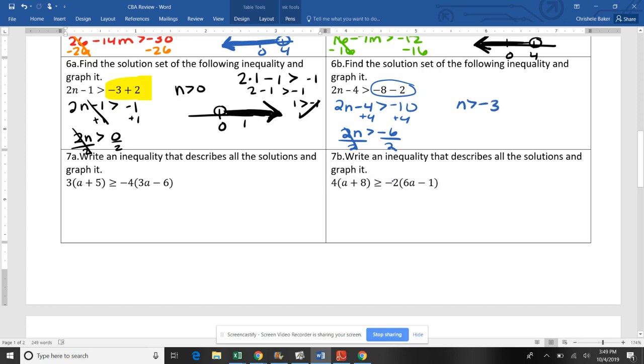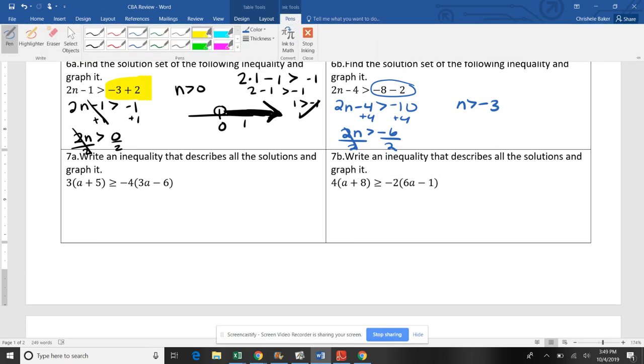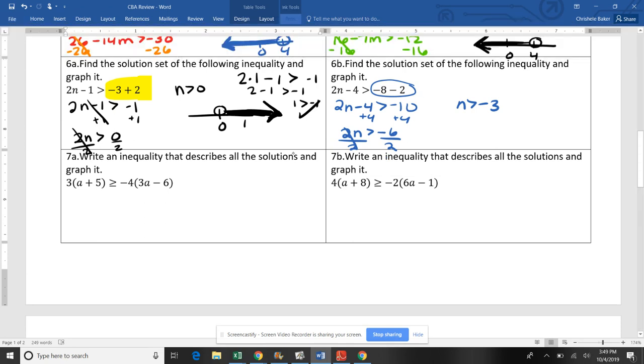You may be wondering why I'm not flipping my sign because I have this negative 6. I'm not dividing or multiplying by a negative number. The negative 6 is what's being divided. So no need to flip your sign. We have negative 3. Ooh, I can use 0 this time. Great, and I'm greater than negative 3. So let's use 0. I like that.